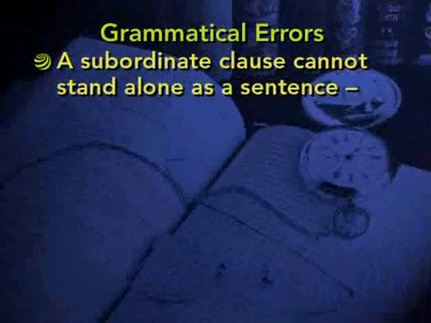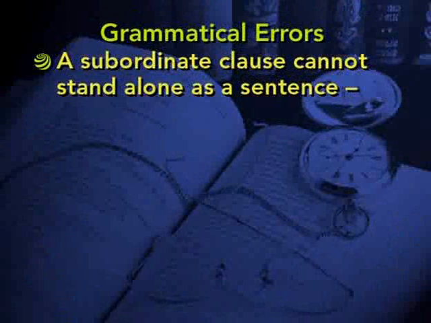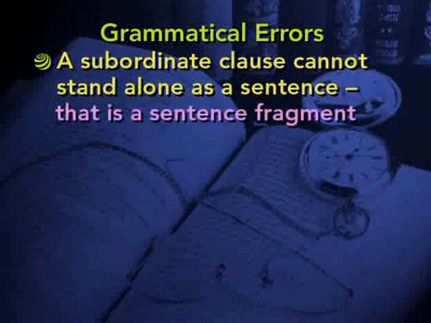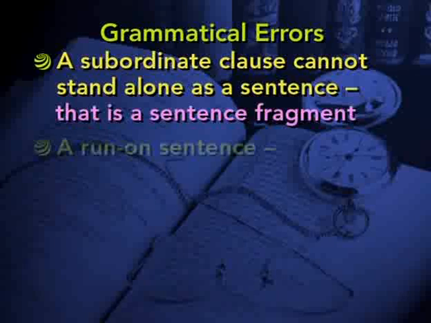We've seen that it's a mistake to let a subordinate clause stand alone as a sentence. When you do that, you create a sentence fragment, which is considered a grammatical error. Here's another type of grammatical error to watch out for. It's called the run-on sentence. Now, what is a run-on sentence?